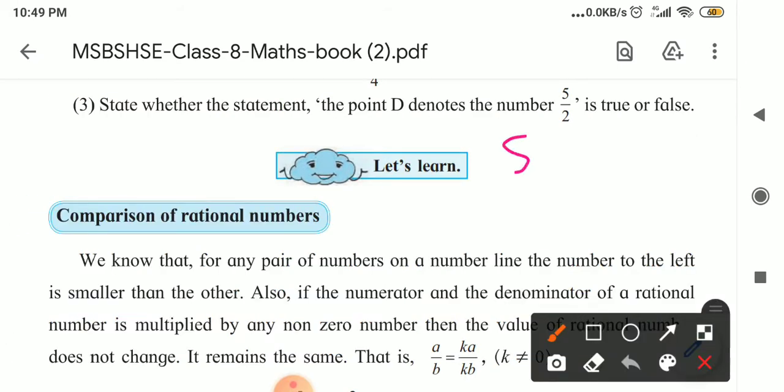For example, 5 and 3. So tell me which is the greater number here. You know that 5 is greater. But if I give the negative sign to both the numbers, then which number is the greater one and which is the smaller one, that we have to decide.